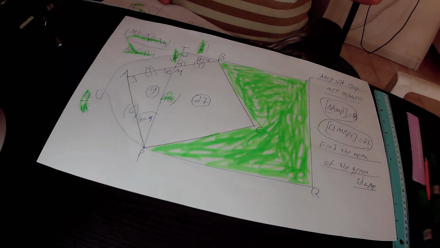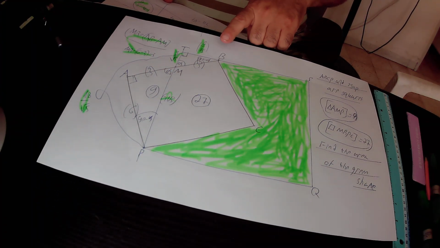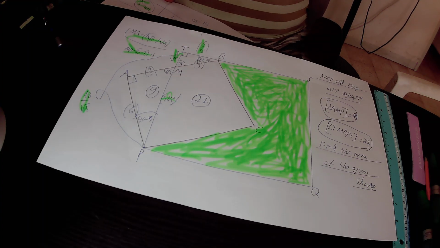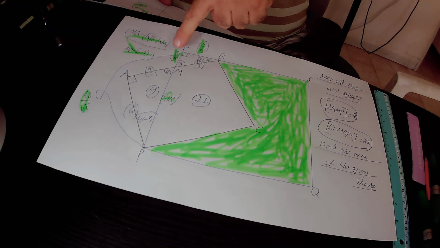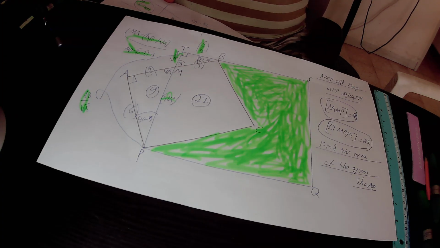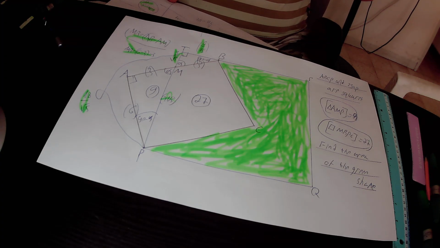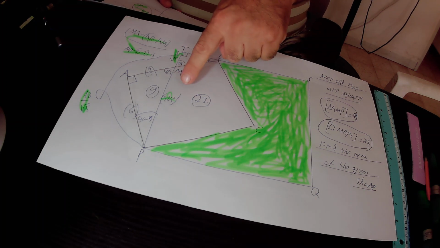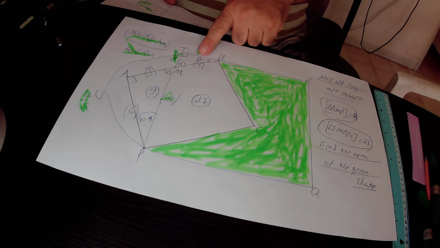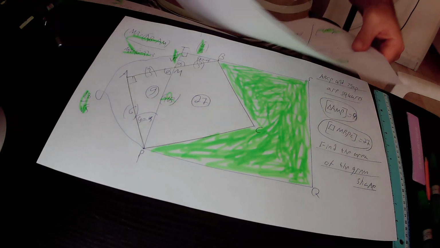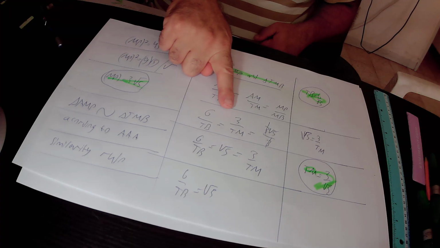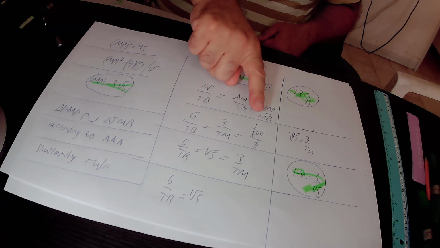AP is 6 over TB. TB is the missing side, and it is equal to AM. AM is 3 over TM. TM is the missing side, and it is also equal to MP. MP is 3 times square root of 5 over MB. MB is 3. So in total, I found out that 6 over TB equals 3 over TM equals 3 times square root of 5 over 3.